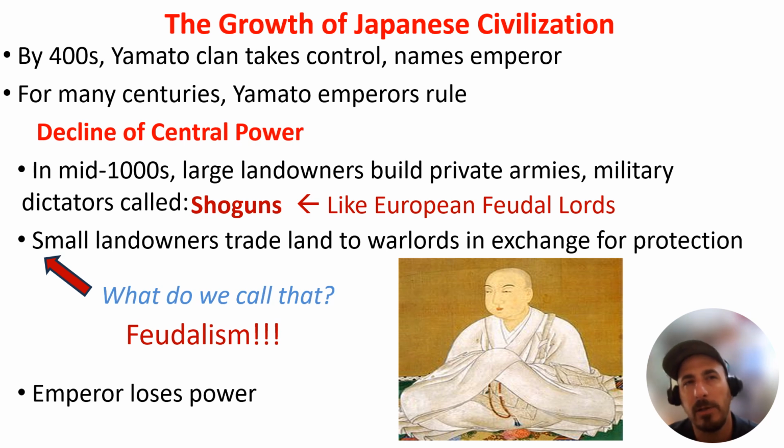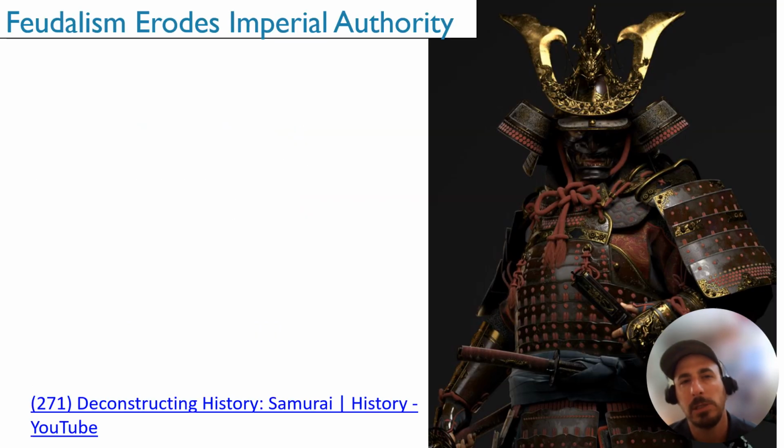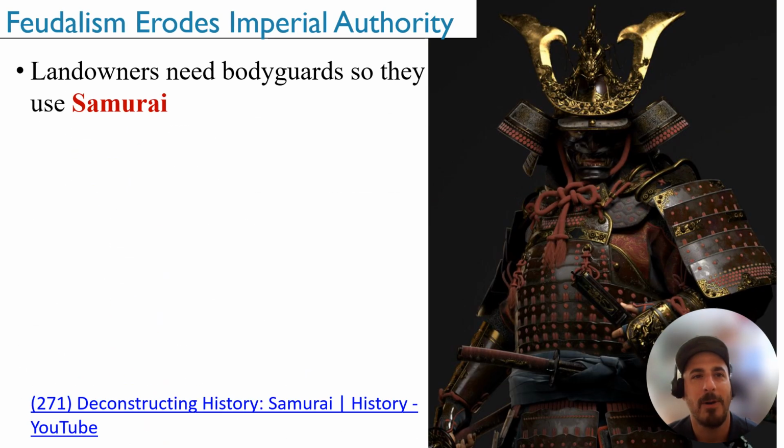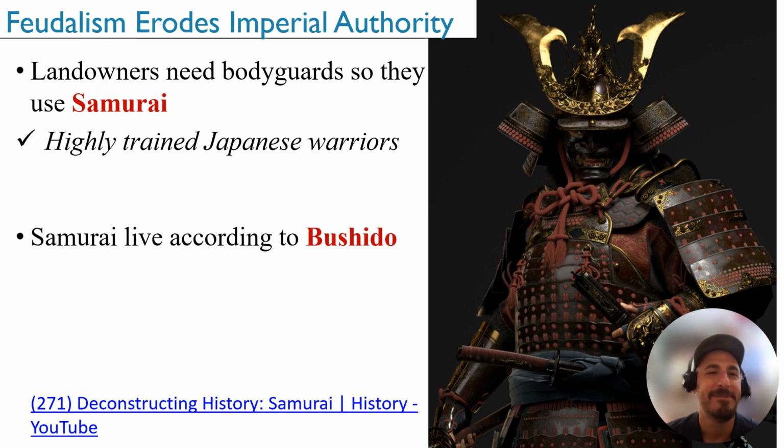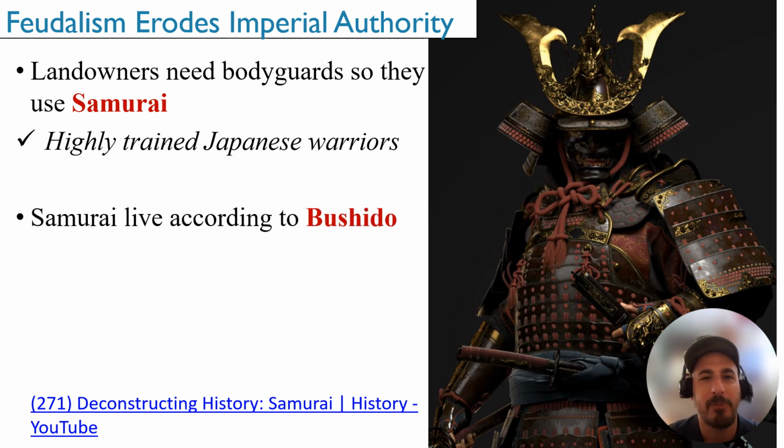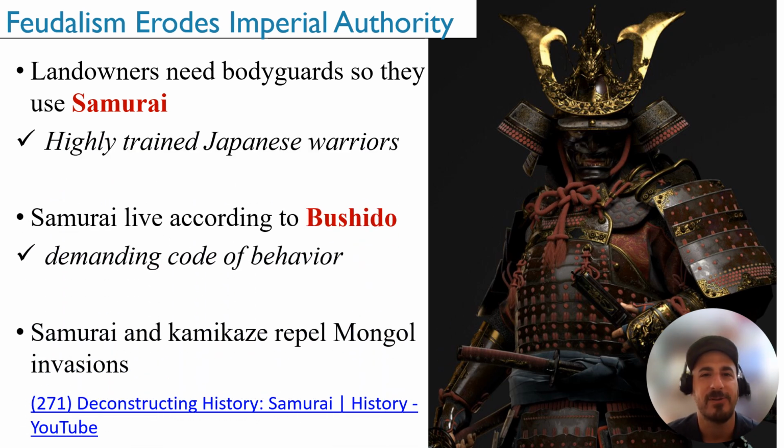But if we have European feudal lords, feudal lords hired men to fight for them. I wonder what the men that fight for the shogun are called. And that is where certainly one of the most prevalent cultural figures regarding ancient warriors comes about, and that's the samurai. The landowners needed bodyguards, they needed warriors, and they used these people called samurai. Samurai are highly trained Japanese warriors who train from basically the time they're boys.